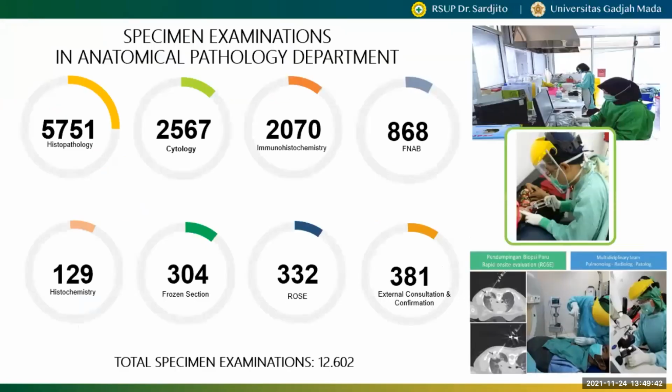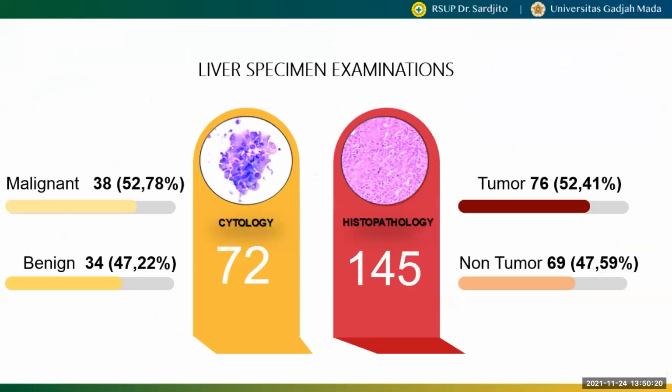Okay, I will tell you about the activities in our department of anatomical pathology. We have a total of about 12,000 specimens annually. That includes histopathology specimens, and also cytology and immunohistochemistry, fine needle aspiration biopsy, histochemistry, frozen sections, rapid on-site evaluations, and also external consultations and confirmation. So it is quite busy in our department.